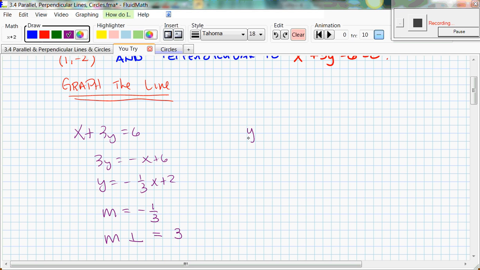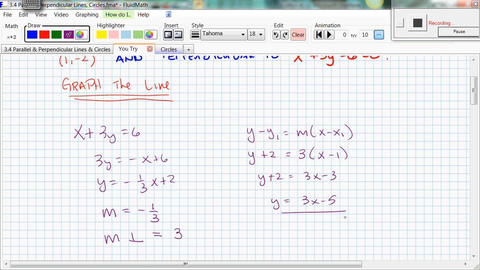Then you can use point slope form, which is y minus y1 equals m times x minus x1. So that'd be y minus, or y plus 2 equals the slope, which is 3, times x minus 1. Is that what you did? Yes. So that means that y plus 2 is equal to 3x minus 3. So y must be 3x minus 5.